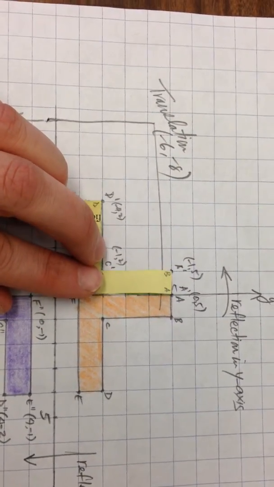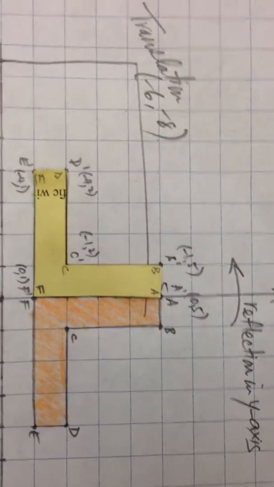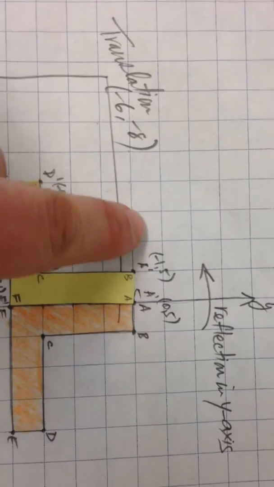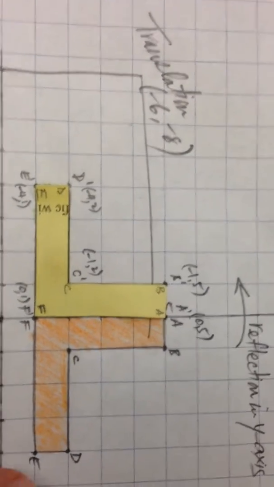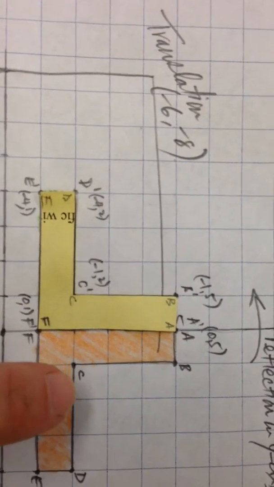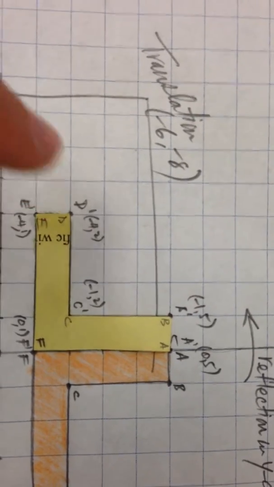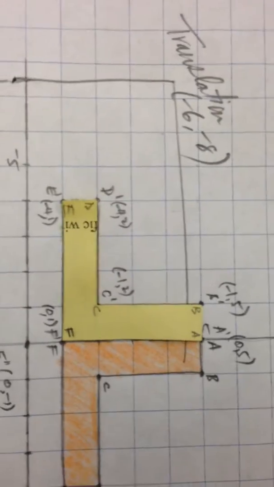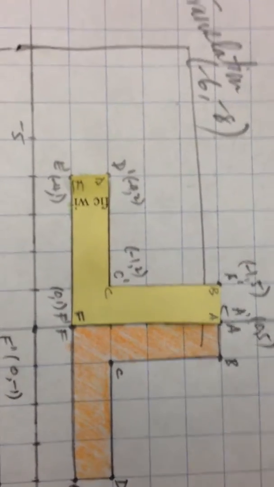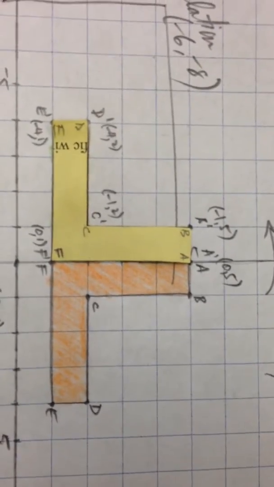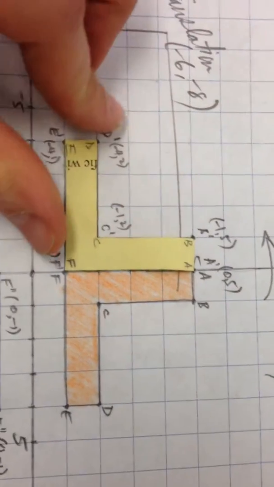Okay? A will stay put. F will stay put. B, instead of here, will be at negative 1, 5. C, instead of here, will be at negative 1, 2. D1 will be at negative 4, 2. E1 will be at negative 4, 1. And F remains fixed at 0, 1. So that is a reflection in the y-axis. Okay, pretty simple.